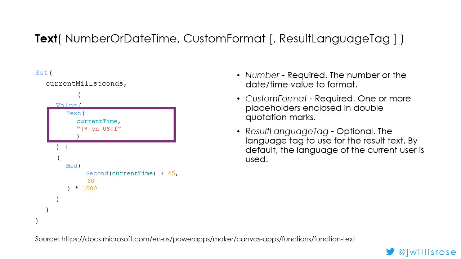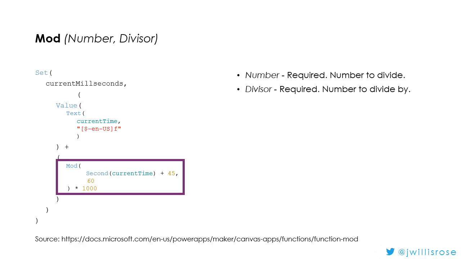And again, I'm getting all this reference information from docs.microsoft.com. To get the actual current milliseconds, we need to add the number of milliseconds already passed. So we use the same second function to extract the current seconds from the current time. And then we add 45. I'll explain why in a bit, just file that away for now.